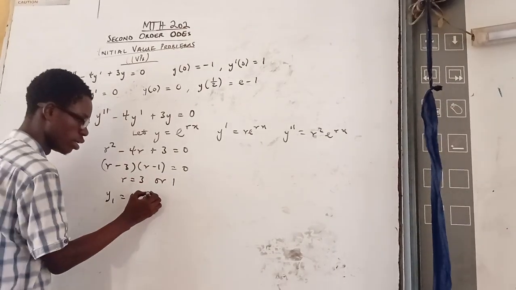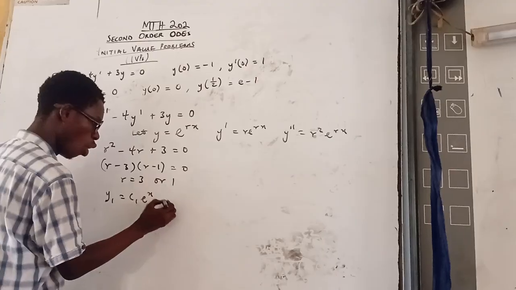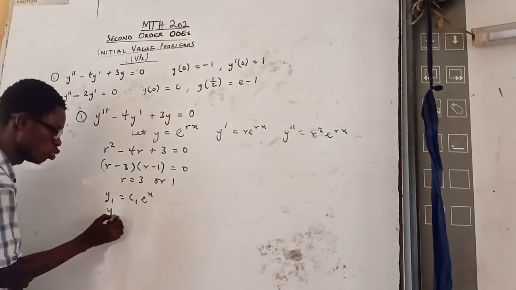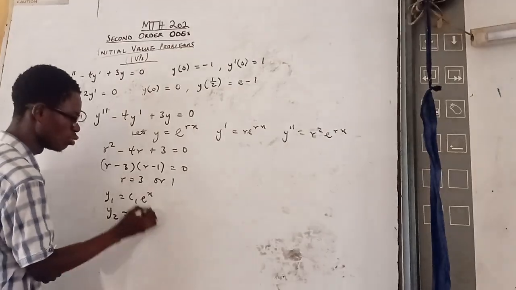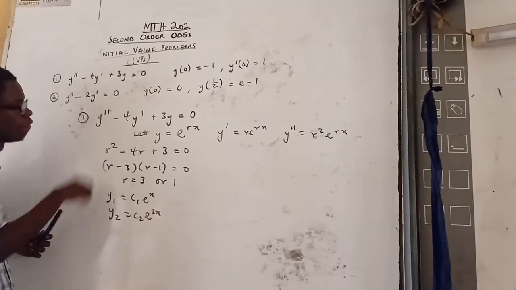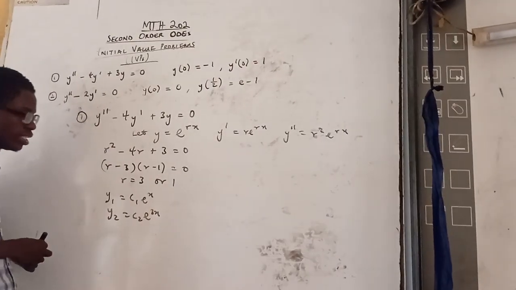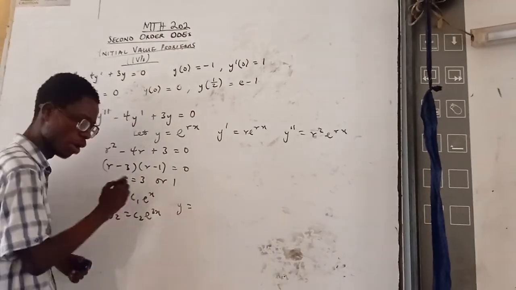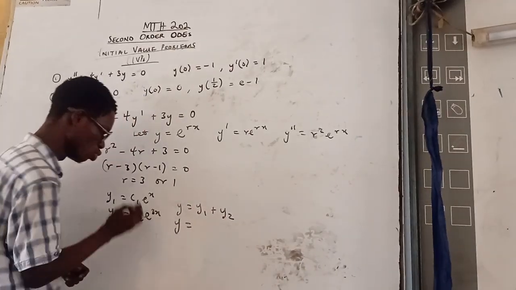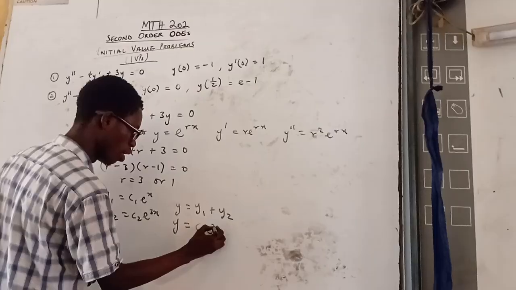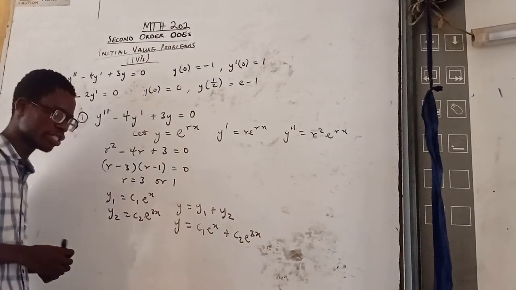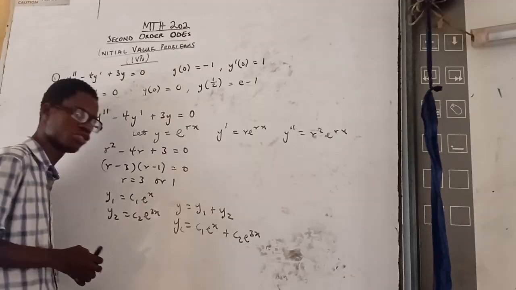Which means our y1 equals c1 e raised to power x, and y2 equals c2 e raised to power 3x. So these are the two solutions we get for this ODE. So our y equals y1 plus y2, which means y equals c1 e raised to power x plus c2 e raised to power 3x. This is our complementary solution.